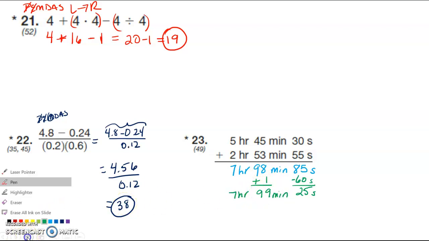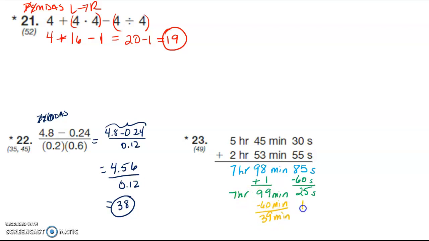Okay, let me change colors again. So my seconds are fine. Now I know that there are 60 minutes in an hour, so let me subtract out an hour. I get 39 minutes. I'm going to bring this down because it's just hanging out. And I'm going to add 1 hour, 8 hours. So this is my answer, 8 hours, 39 minutes, 25 seconds.